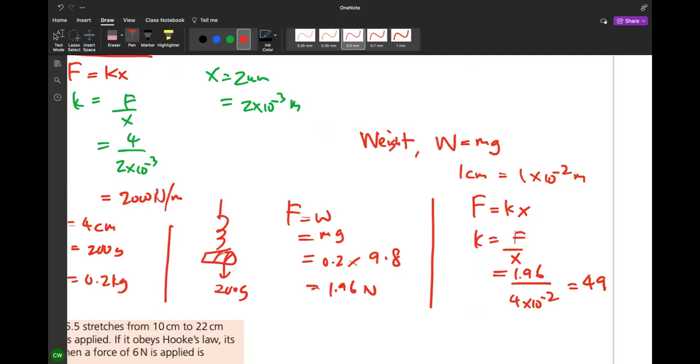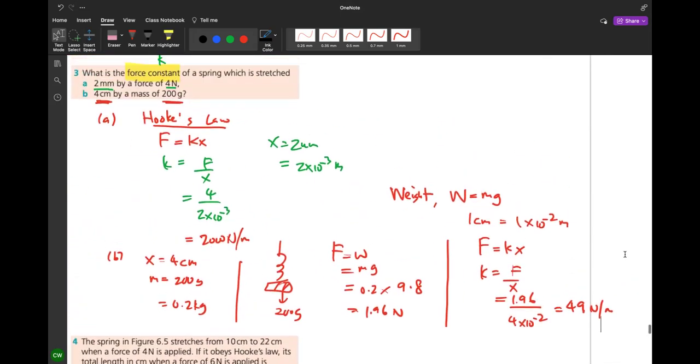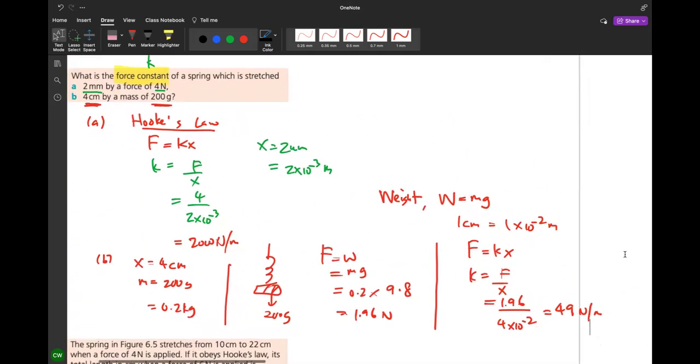What do you call this? Newton? For what? Newton per meter. Newton per meter. Okay? Newton per meter. It's called Newton per meter. Any question about this? Copy down first. Do you have any problem? Do you understand how it works? Yes. Can you understand everything?